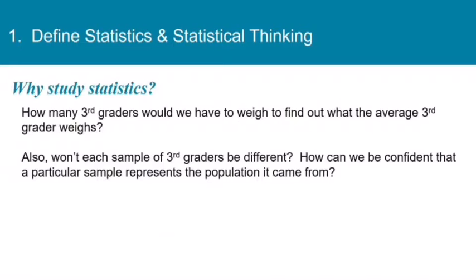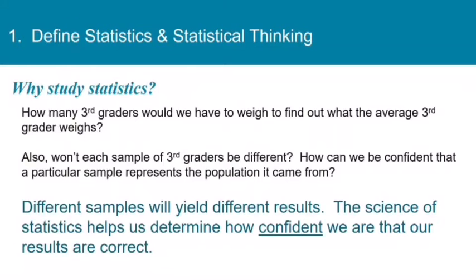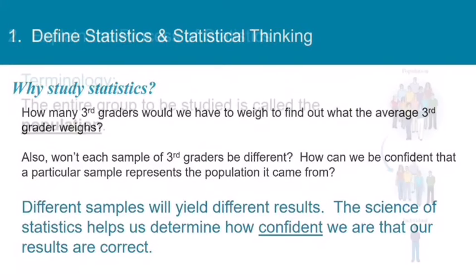And if we can get away with just measuring a sample, a few of the people from that group, then wouldn't any 2 samples be different? Won't each sample of third graders be different? How can we be confident that a particular sample represents the population that it came from? So these are all things that statistics can help us with. In other words, different samples will yield different results, and the science of statistics helps us determine how confident we are that our results are correct.